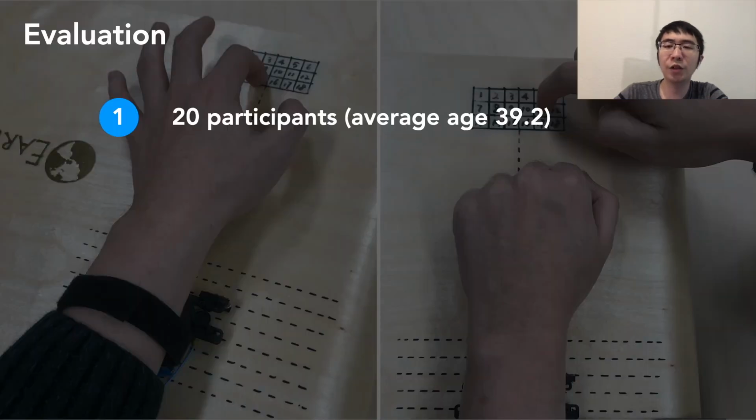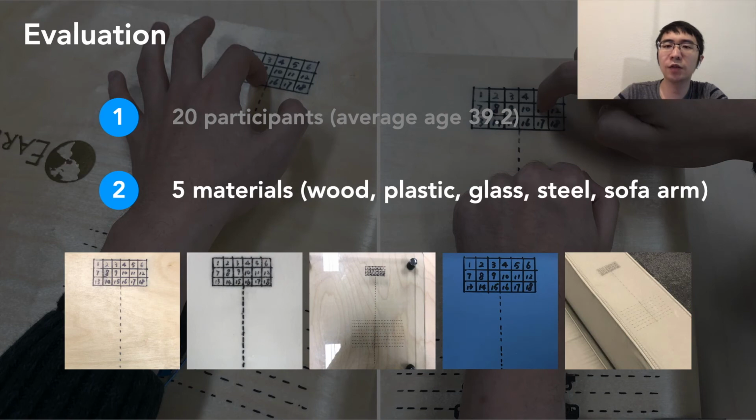To validate the accuracy and robustness of our sensing system, we ran a 20-participant user study. Since surfaces made of different materials have different properties and wave propagation velocities, to fully evaluate the system's performance, we asked participants to tap on 4 stools made of wood, plastic, glass, and steel. We also included a sofa arm to see how the system performs on a non-rigid surface.